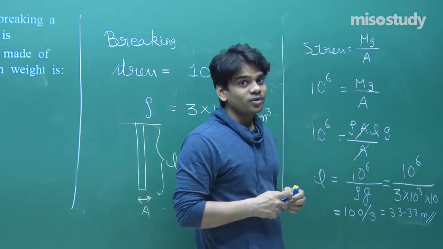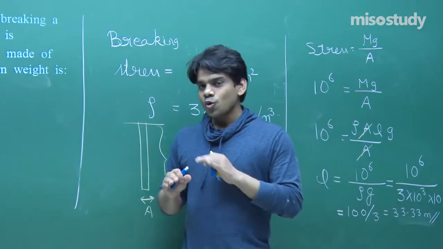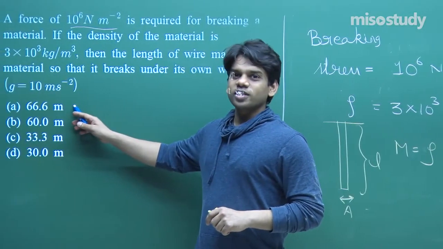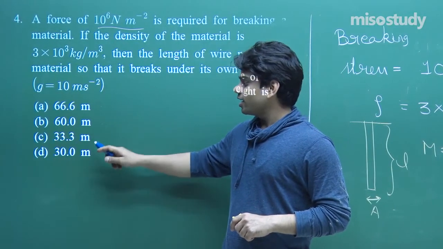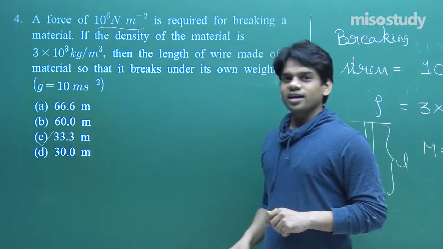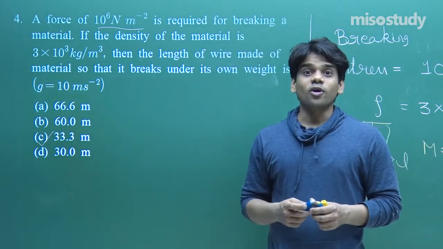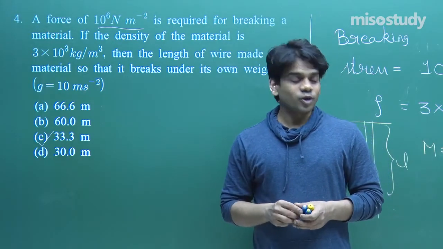33.3. If you take a wire of 33.33 meter, it's going to break under its own weight. Option A, 66.6 meter, incorrect. 60 meter, incorrect, and 33.3 meter, that's the correct answer. Rest all are incorrect. I hope you have got to know how to do this question.